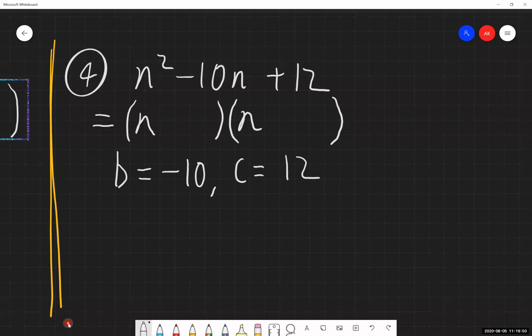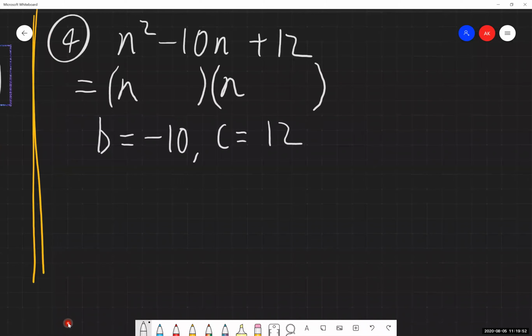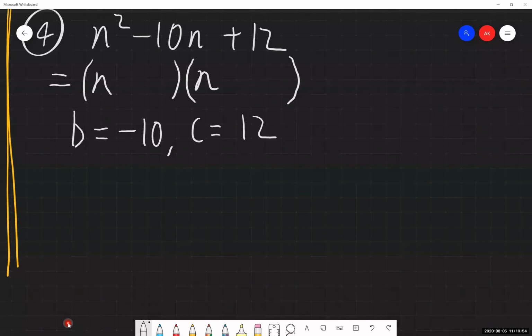Now we're going to be listing the factors of 12 to find 2 numbers that multiply to give me my C value and add together to give me my B value. So 1 times 12, 2 times 6, 3 times 4, and repeating.